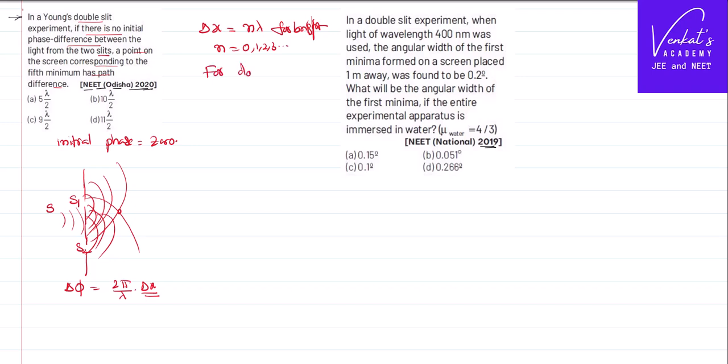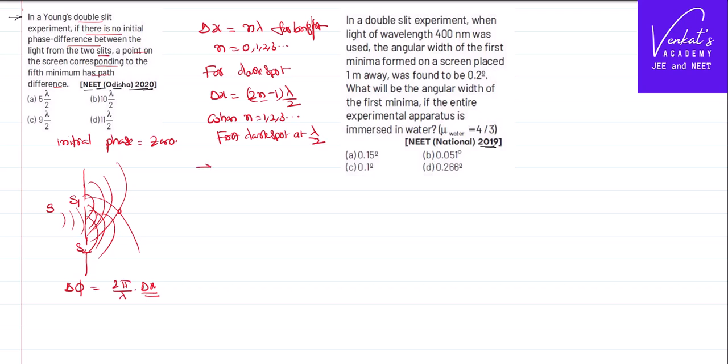For dark spot on the screen, delta x equal to, we have derived this derivation. Please go through the physical optics chapter to know how we got this derivation. 2n minus 1 of lambda by 2, where n starts from 1, 2, 3 onwards. So for n equal to 1, 2 minus 1 is 1, lambda by 2. So first dark spot at lambda by 2 of delta x.